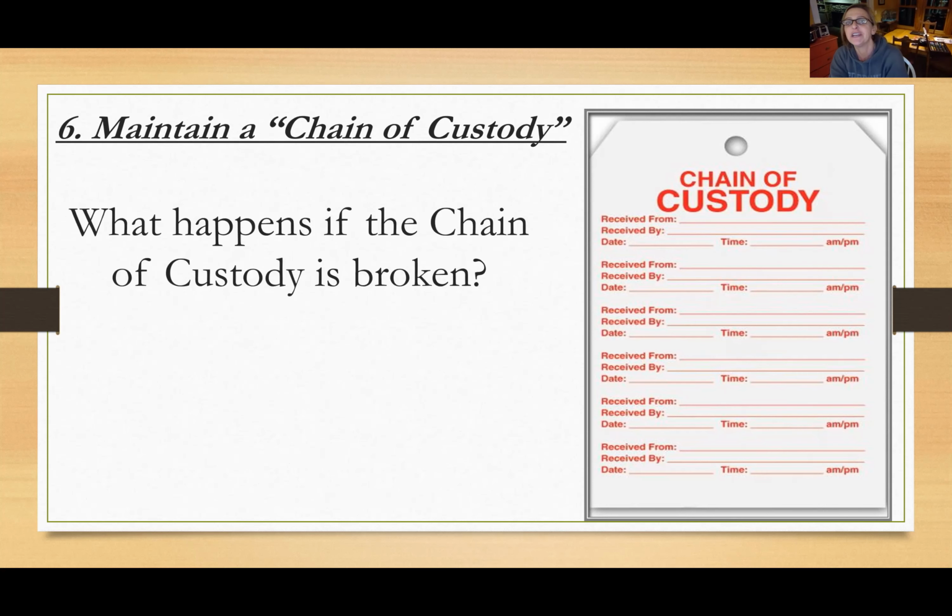What happens if the chain of custody is broken or not properly followed? Our evidence becomes inadmissible. And just like in the JonBenét Ramsey case, the case ends up going unsolved, even if people are pretty sure that they know who the murderer was. If the chain of custody has been broken, the evidence is no longer any good.